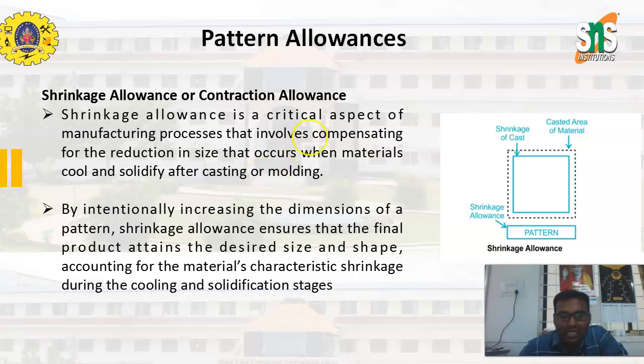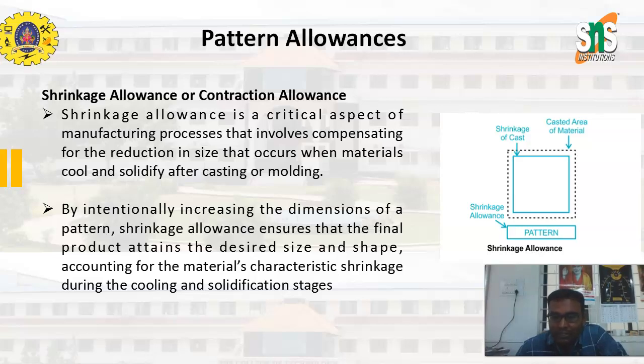First one is the shrinkage allowance. The other name of shrinkage allowance is the contraction allowance. Shrinkage allowance is a critical aspect of manufacturing processes that involves compensating for the reduction in size that occurs when materials cool and solidify after the casting process. By intentionally increasing the dimensions of the pattern, shrinkage allowance ensures that the final product attains the desired shape and size, accounting for the material's characteristic shrinkage during the cooling and solidification stages.